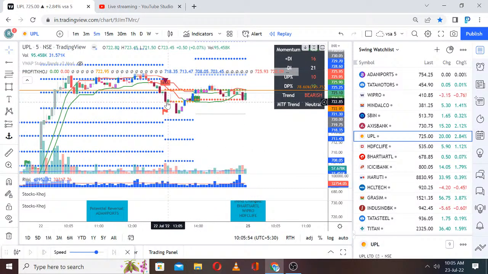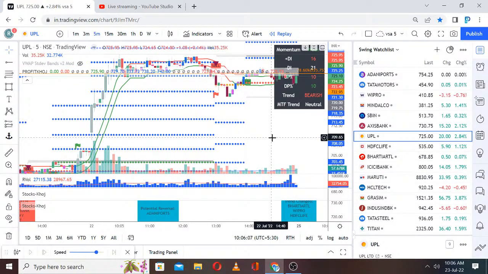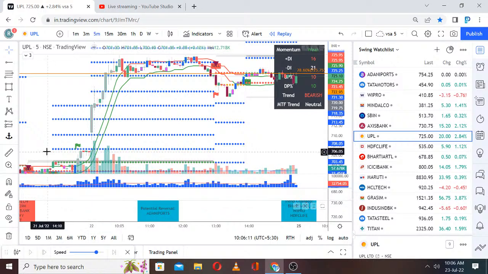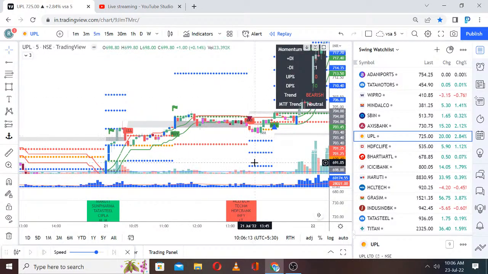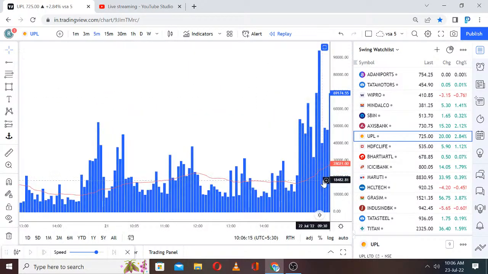See here, if you had taken this trade, stop loss was hit. But if you have waited for retracement, you will never enter this trade. Okay, that's about the stocks. What else? Another trick I will share with you for intraday stock selection.